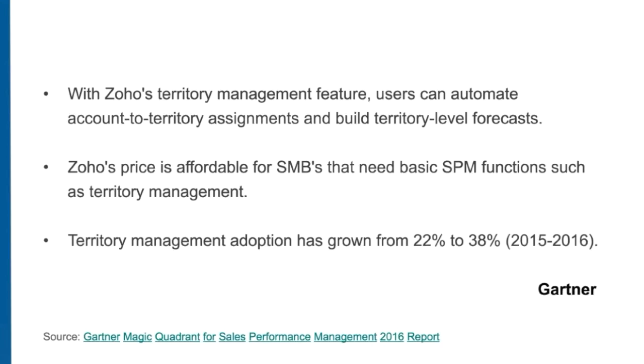So I just want to share one of our Gartner Magic Quadrant stats. The adoption of territory management has increased from 22% to 38% from 2015 to 2016. What it actually conveys is most of our customers of Zoho CRM, or by and large all other companies, they started selling more to their existing customers because acquiring new customers is more expensive than selling to existing customers.